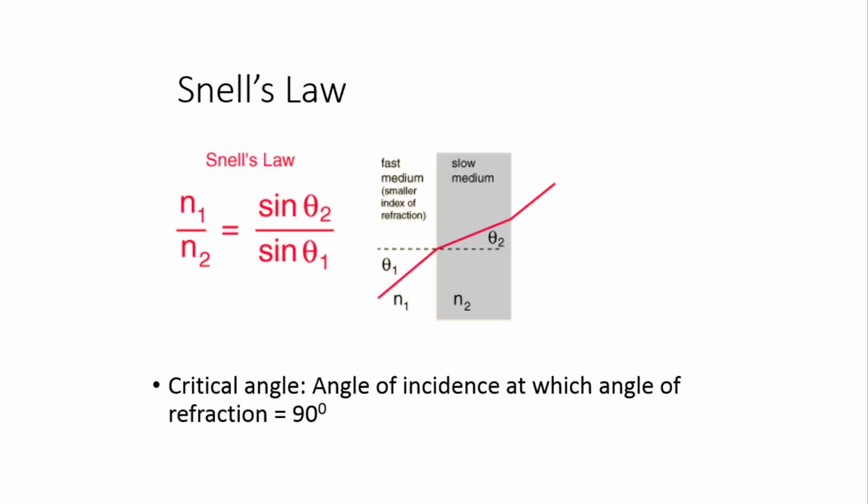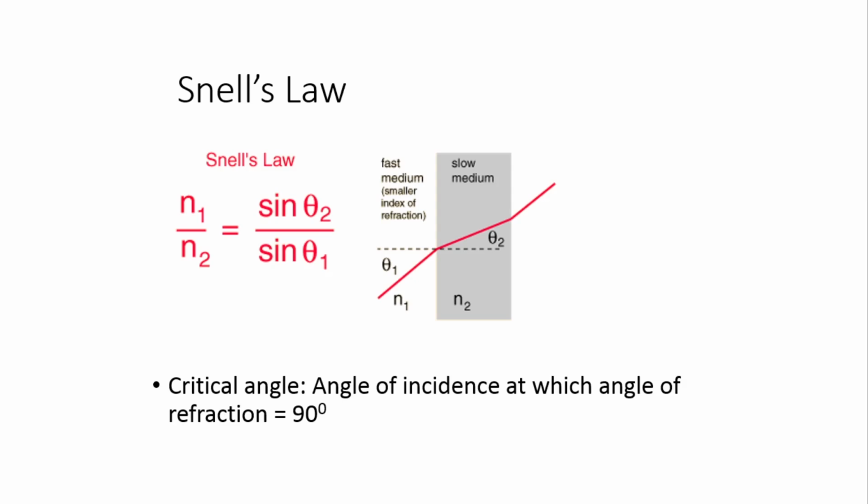Snell's law. Snell's law is nothing but n1 upon n2 is equal to sine theta 2 upon sine theta 1, where theta 1 and theta 2 are the angles, and n1 and n2 are the refractive indices.